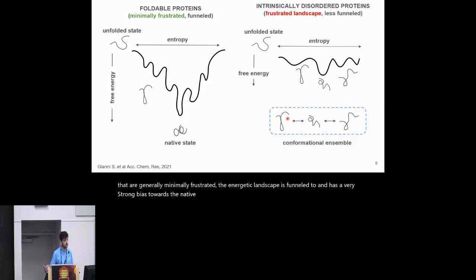But there are other situations in which this landscape is much more frustrated and therefore flat, and there are many structures with similar energies competing for the native state. So the native state is actually a conformational ensemble, and this is what we call an intrinsically disordered protein, because it doesn't have a three-dimensional structure that is stable.